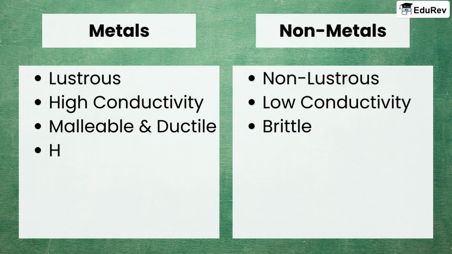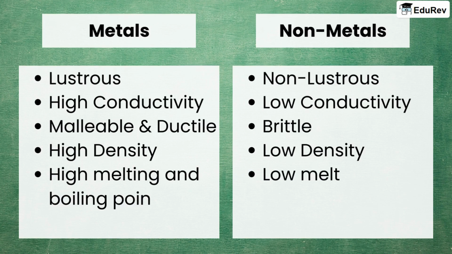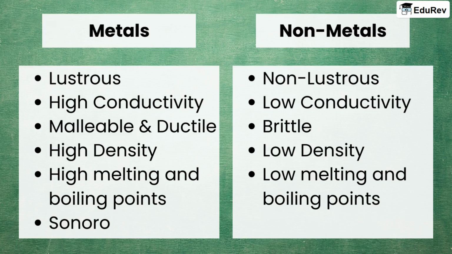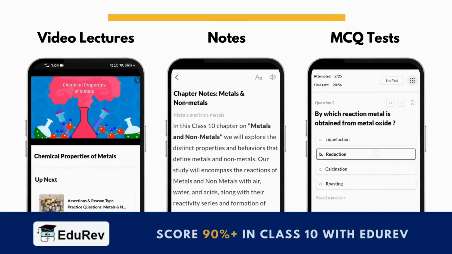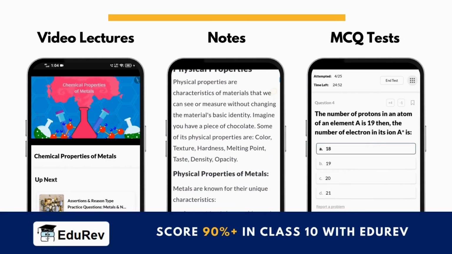Metals have high density and non-metals have low density. Metals have higher melting and boiling points but non-metals have lower melting and boiling points. Lastly, metals are sonorous and non-metals are non-sonorous. We hope that you have understood the concept of physical properties of metals and non-metals.